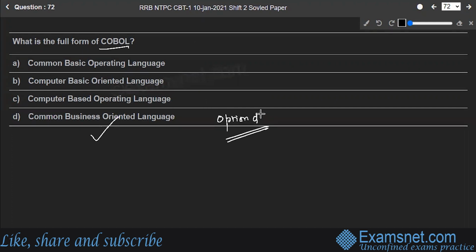It was first developed in 1960 by the CODASYL Committee, Conference on Data System Languages. It's primarily designed for use in business-oriented applications. So option D is the correct answer to this question.